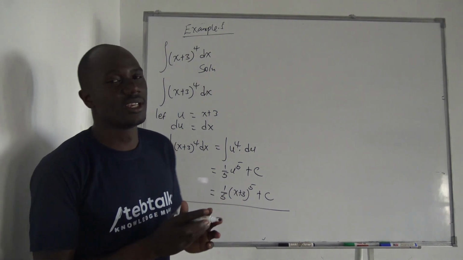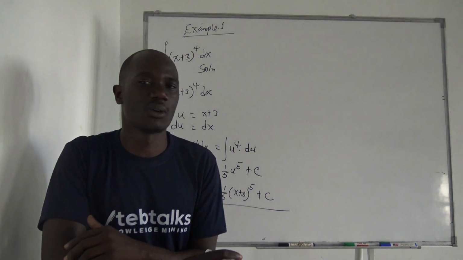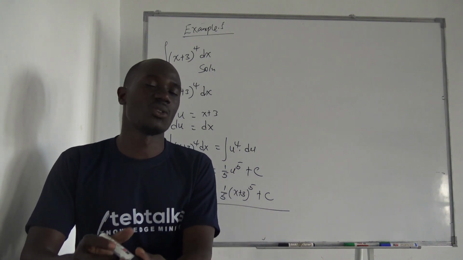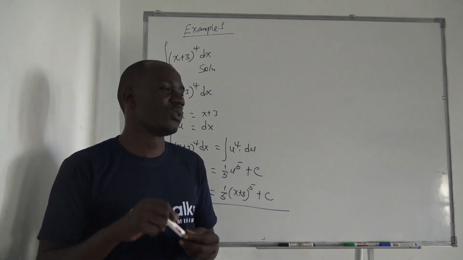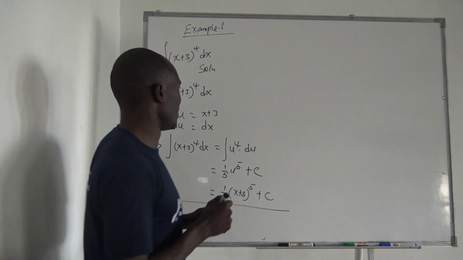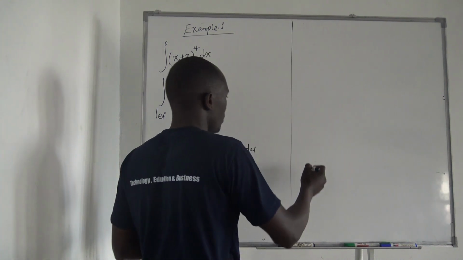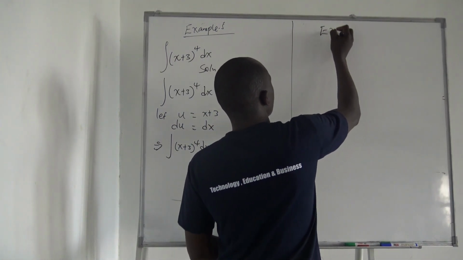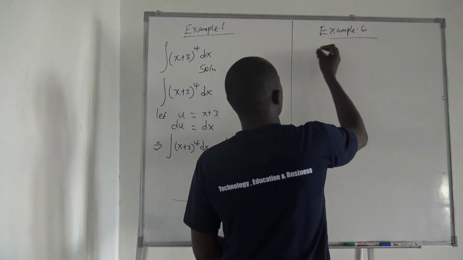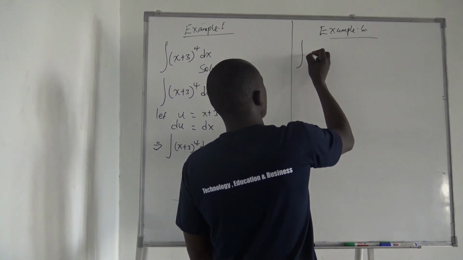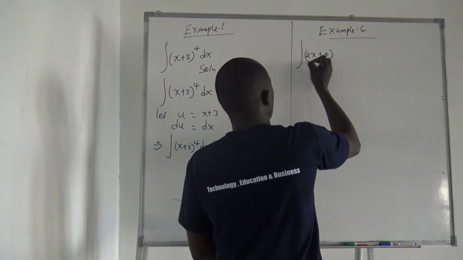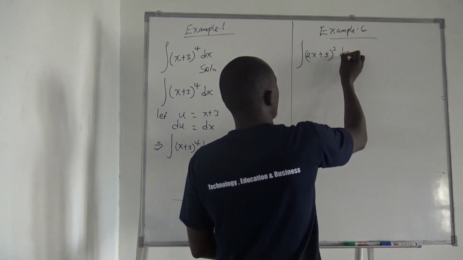That's how we normally deal with numbers which have got a greater power. Don't always go ahead and simply say you're going to first open the brackets. It may take you time. Always use that idea of relating. So we are going to go to another example. That is example 6. They are saying integrate (2x + 5)^3 dx.